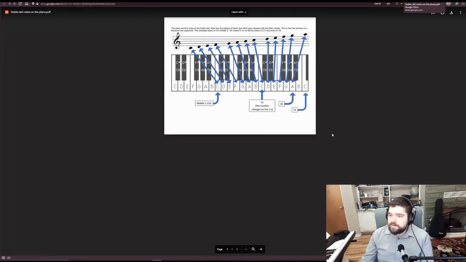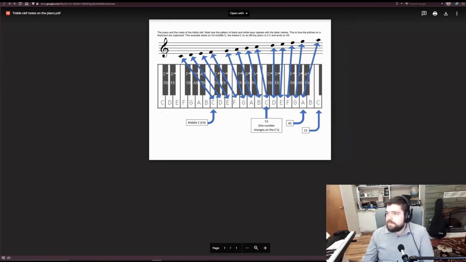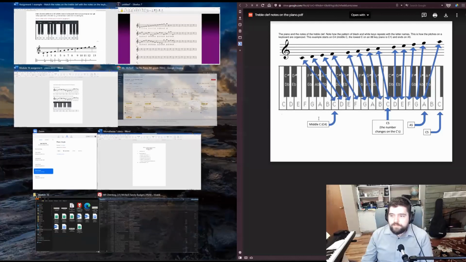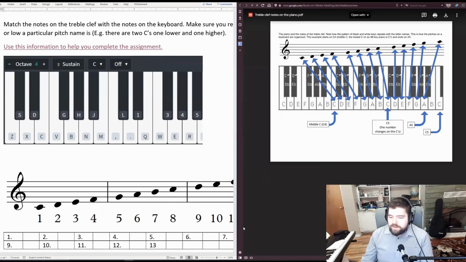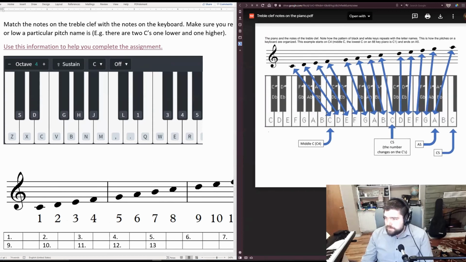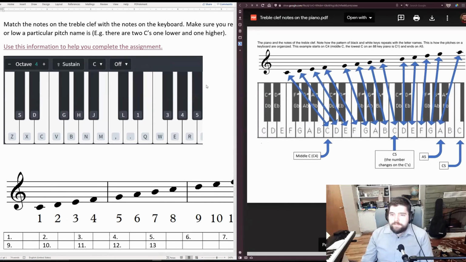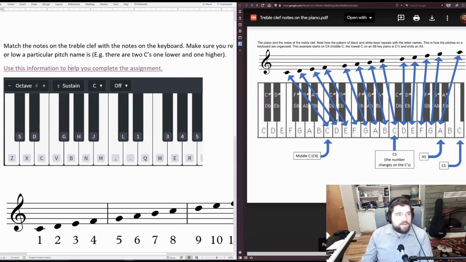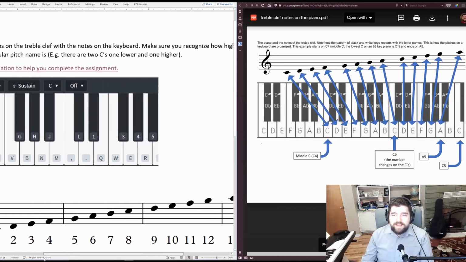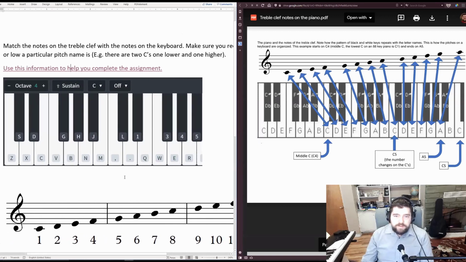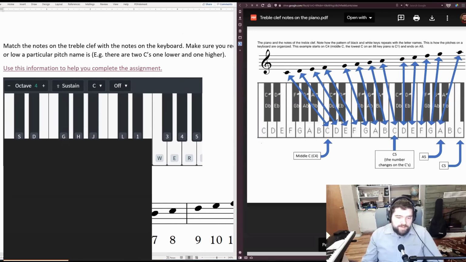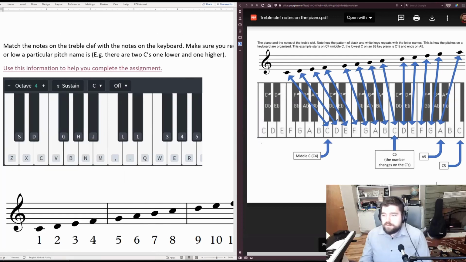I'm going to go ahead and pop it out into another window so that I have it up along with my other piece of it. All right. So this is asking you to match up the notes on the treble clef with the notes on the keyboard. Make sure you recognize how high or low a particular pitch name is. Example, there are two C's, one lower and one higher. So let me show you where that's at on this particular assignment.